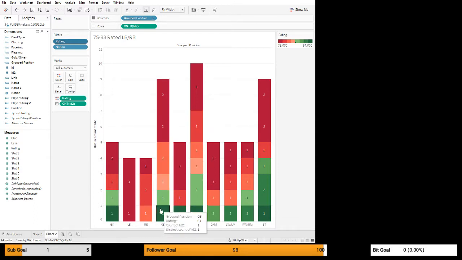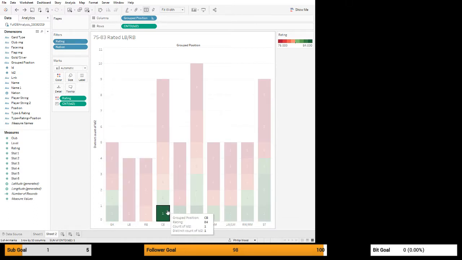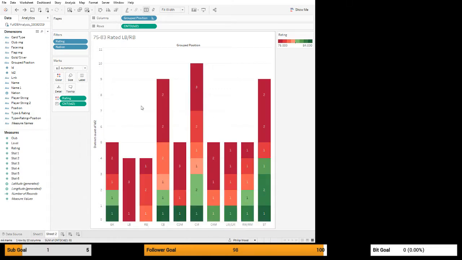Centre backs as well. Use the 84. So it goes down from 84, and then you've got 80, 79. You don't have many, and you think you've got to have two as well. Two linking ones.